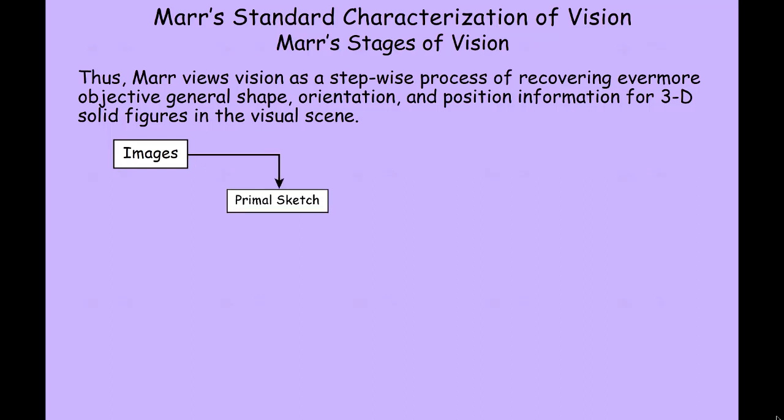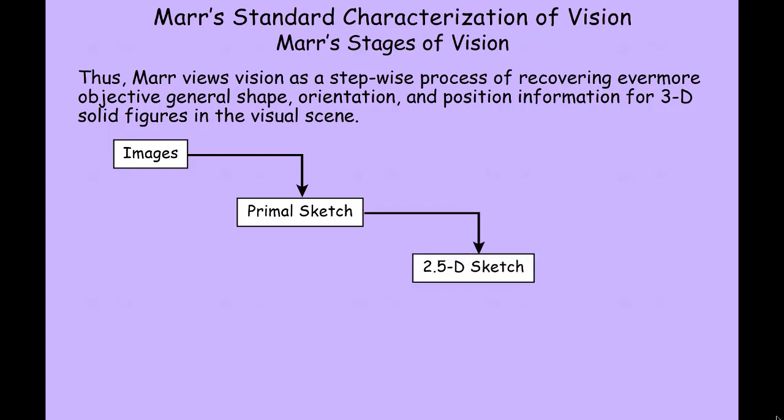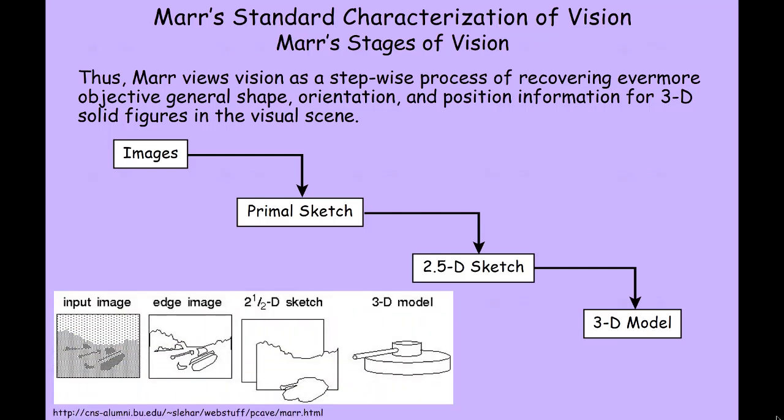So we start off with those images, the back of our eye, and then we create what he calls a primal sketch. We start to figure out where possible edges and boundaries of objects might be. From that, we create a 2.5D sketch. That is a sketch that helps us to understand how the objects are put together. And finally, we create a 3D model. So we start with that input, we detect edges, we start to detect our 2.5D sketch where we start to figure out the two-dimensional patterns of objects in the environment, and then we put them into our 3D model.